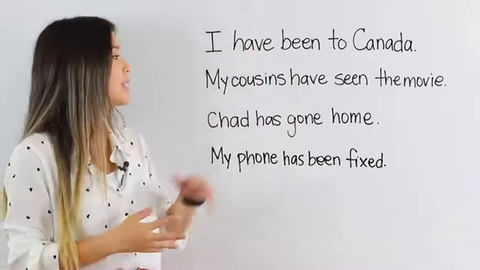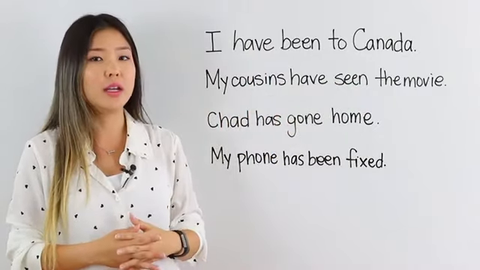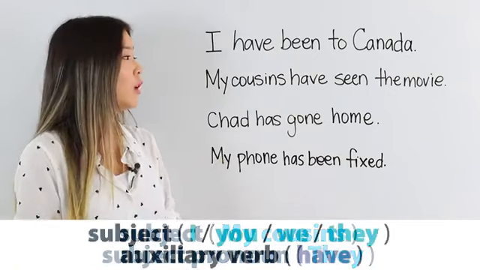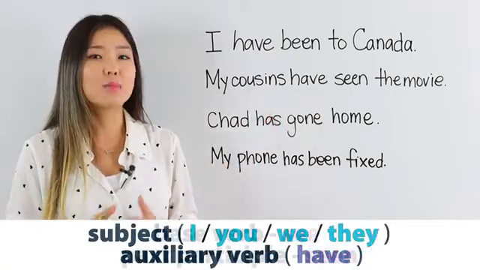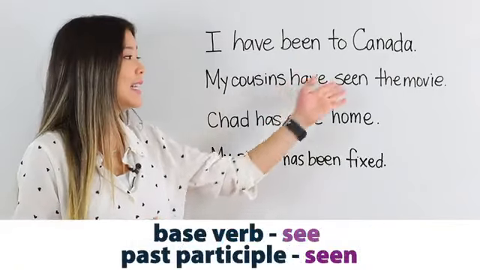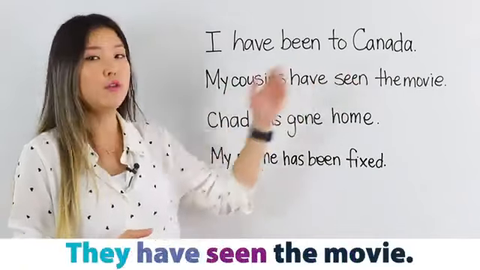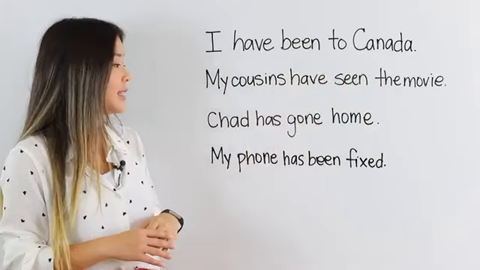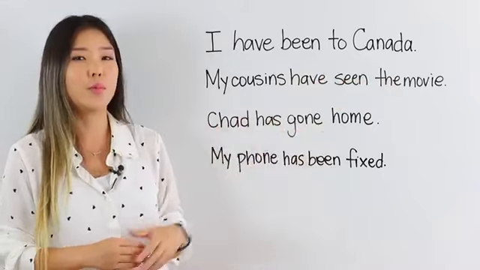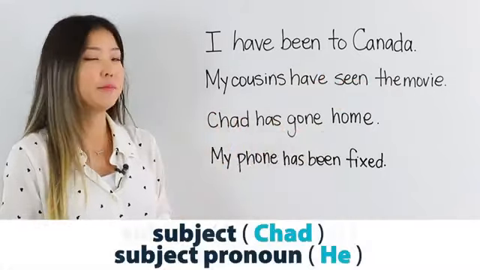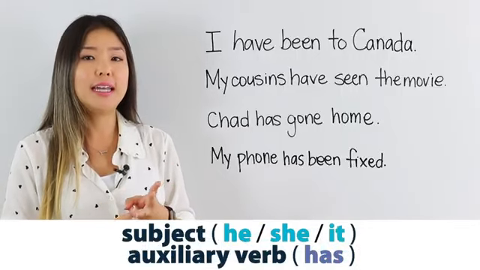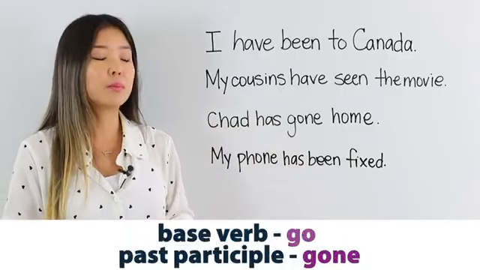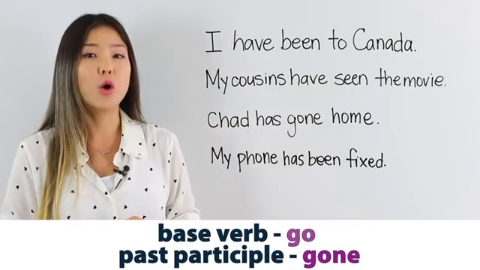The next sentence says, my cousins have seen the movie. My cousins is a they, and so again, we follow with have. And the past participle of see is seen. They have seen the movie, or my cousins have seen the movie. The next example says, Chad has gone home. Chad is a he. For he, she, it, we follow with has. Then the past participle gone is for the verb go.